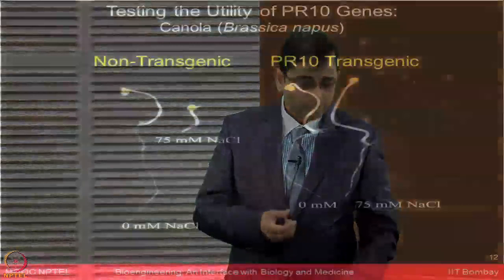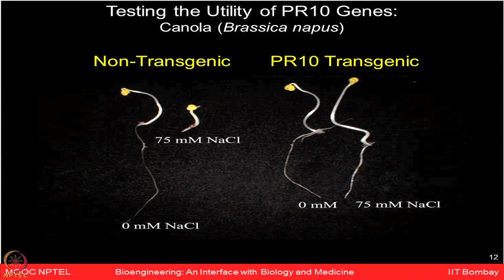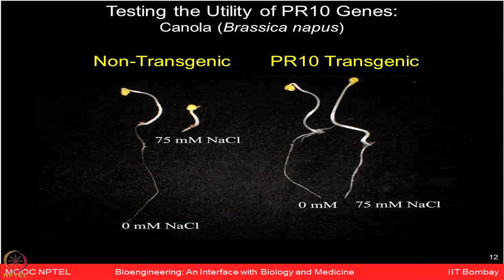So, in this case, researchers tested the utility of PR10 genes in a different crop. Since the gene was identified from pea, what is the impact of this particular gene's tolerance in another plant species, Brassica napus, the canola plant, which is another plant of highly economic significance? If you now look at the seedlings of the non-transgenic and the PR10 transgenic plants, they show quite a bit of difference.